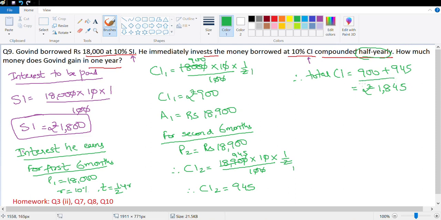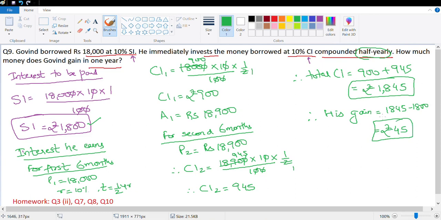So this is the money that he gets and this is the money that he has to pay. Therefore, his gain is equal to 1845 minus 1800, which is equal to rupees 45. So just by lending the money at 10% compound interest compounded half yearly, this man Govind earns 45 rupees in 1 year. That finishes this video for me.